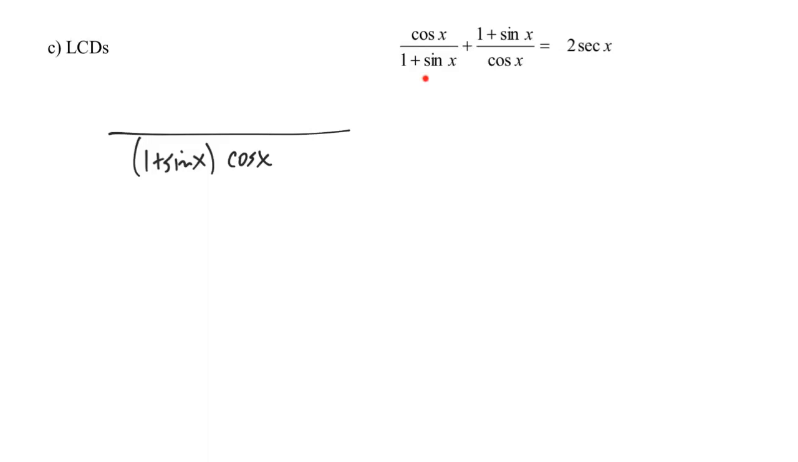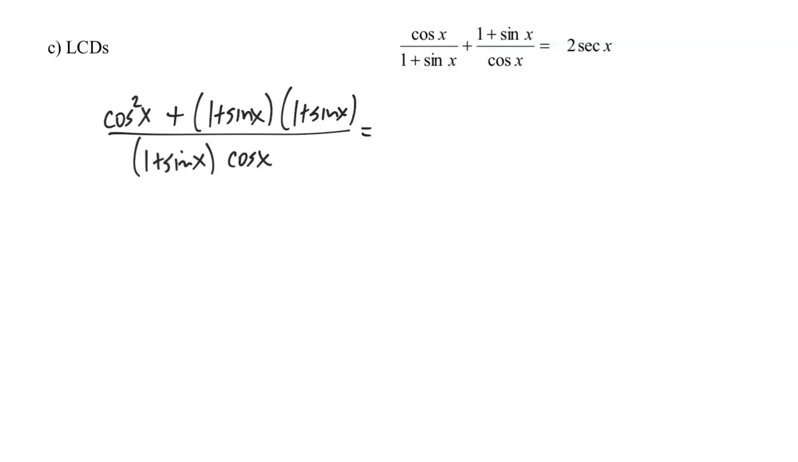And so this first fraction already has the 1 plus sine x. It needs the cosine x, and so we're going to multiply this cosine x by another cosine x, and that's going to give us cosine squared of x. Plus, since this is a plus sign here in the middle, this fraction needs 1 plus sine x in the denominator. So we're going to multiply this 1 plus sine x times another 1 plus sine x, and so that will be 1 plus sine x times 1 plus sine x.